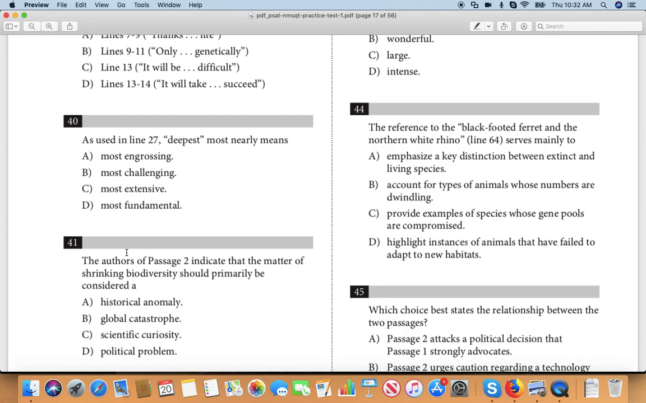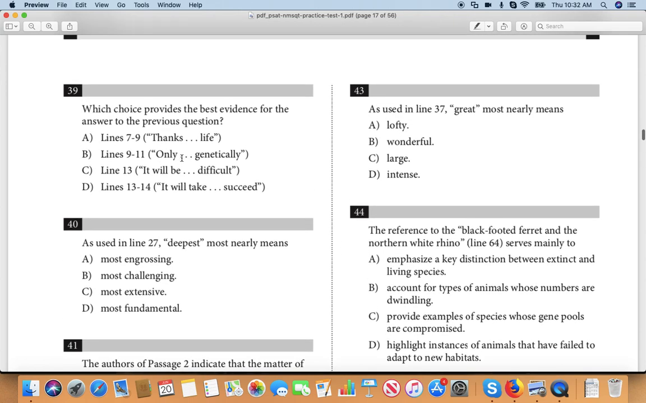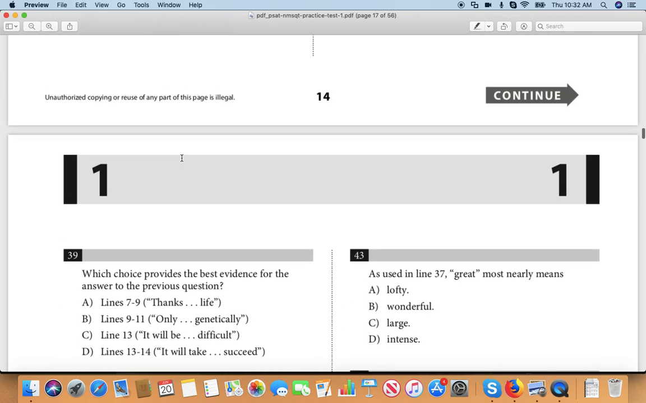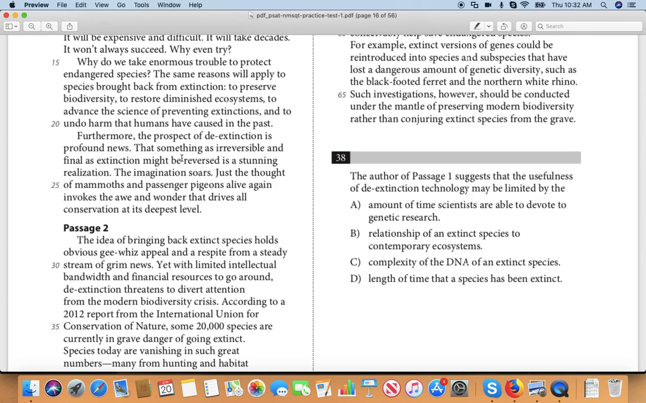All right, question 40. Blaze Shahid, go read that for me, please. Alrighty. As used in line 27, deepest most nearly means. And you remember the method for these, right? Yeah. I think so. We got to read the sentence where that line is at, right? And we're going to plug in the answer choices. Okay, so the first answer choice is most engrossing. Oh. Okay. So you're going to read that sentence, please. Just the thought.